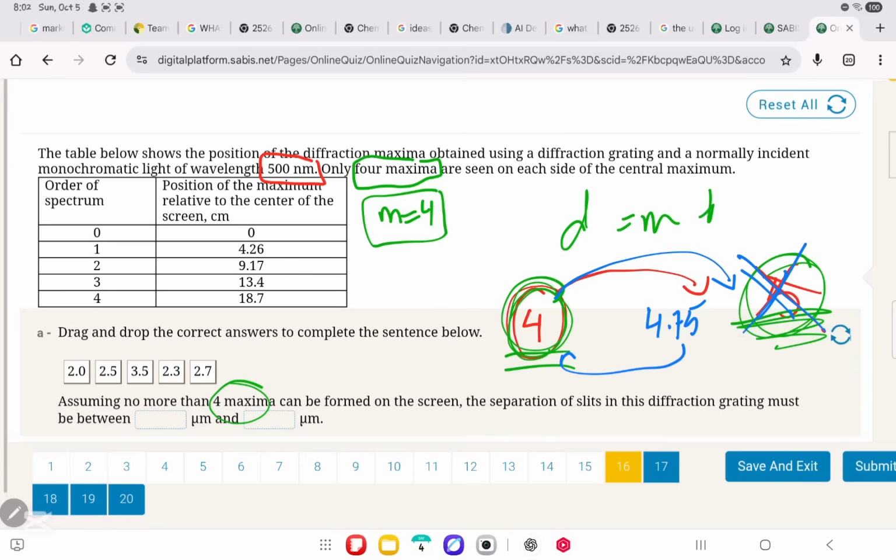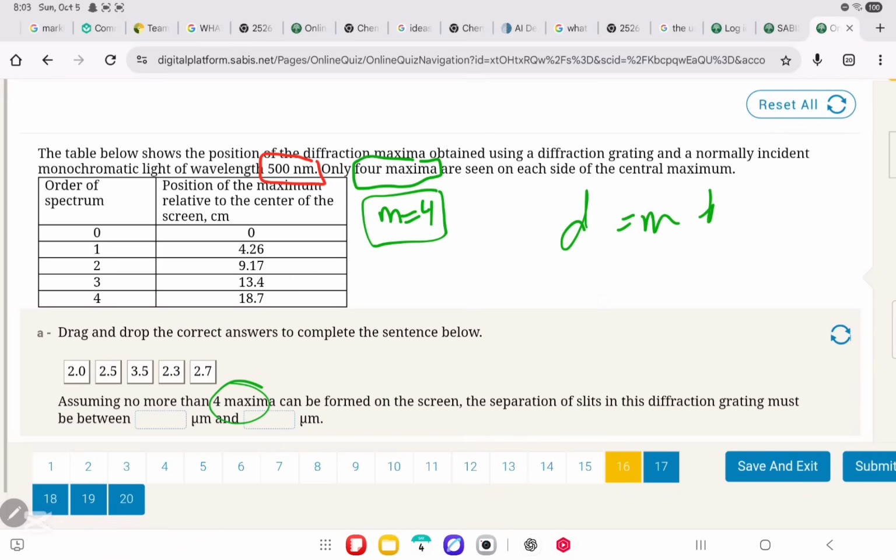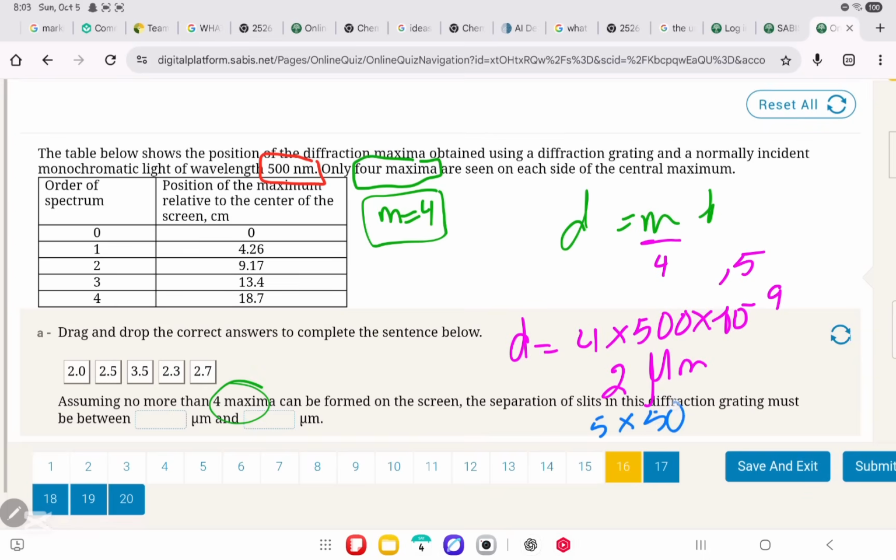That means it will be in between which two values of d? So that means we need to substitute m one time by 4 and m one time by 5, okay? So d is equal to 4 times 500 times 10 to the power of minus 9. That's gonna be 2 micrometers, okay, perfect. And then if we substituted 5 instead, that would be 5 times 500 times 10 to the power of minus 9, so that's gonna be 2.5 micrometers, meaning that it should be in between what? It should be in between 2 micrometers and 2.5 micrometers. Perfect.